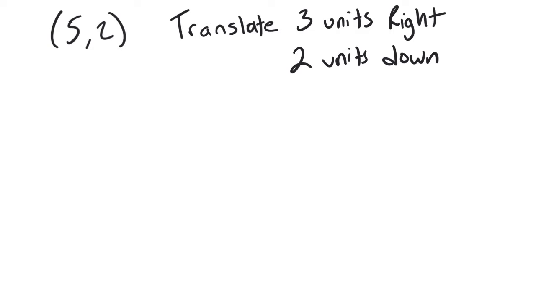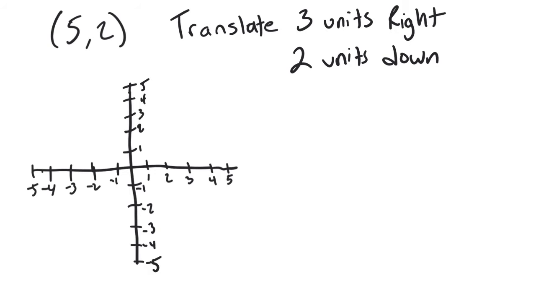You take the object, whatever you're translating. In this case, it's just a single point, and you're just going to move it the way it tells you to. So we really need to understand what 3 units right looks like on a point, and what 2 units down looks like on a point as well. Okay, so I've drawn a little bit of a graph, and yes, I know it's crappy, but we need to use that so I can help you better understand what's going on.